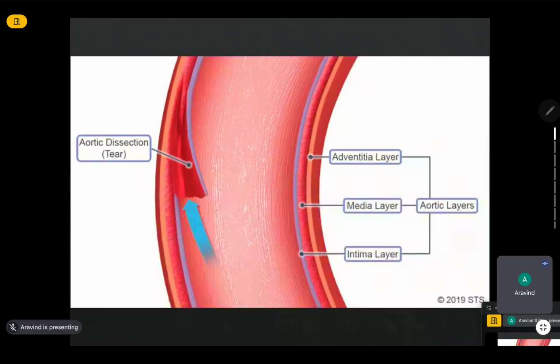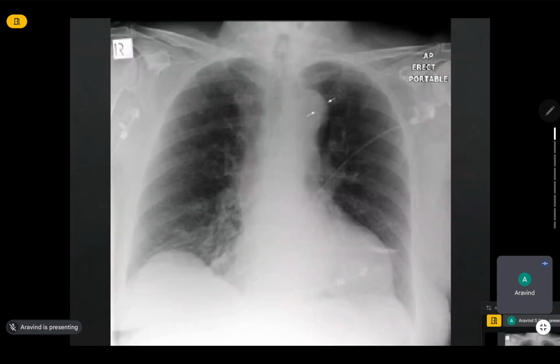Aortic dissection is a life-threatening condition where the aorta gets torn, and it is actually a medical emergency. If you come across an X-ray of aortic dissection, look at the region of the aortic knuckle. You can see a thin calcified line near this arrow, a whitish streak. This is the outer border of the aortic knuckle, and this is the calcified border.